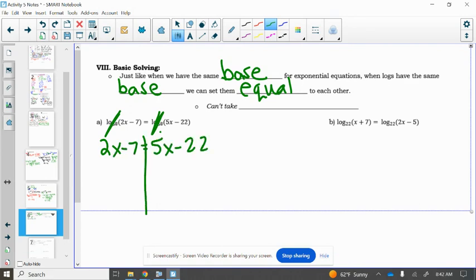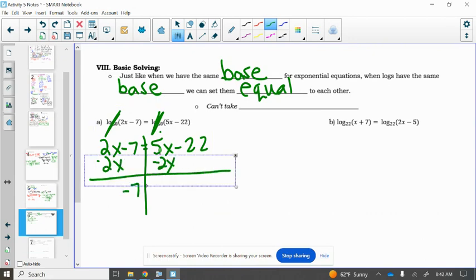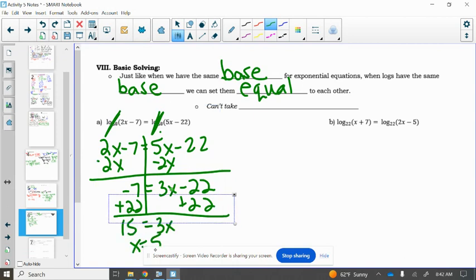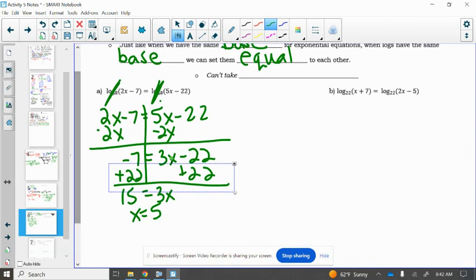In this case, this becomes a linear equation. Subtract this over and we end up with negative 7 equals 3x minus 22. Add the 22 to get 15 equals 3x. X this time is 5. Okay, now, before we circle that as the final answer, we always want to double check with these logarithm problems, because we can't take a negative logarithm. So we want to make sure that if we plug this back into the original on both sides, at no point is this going to be taking a negative.